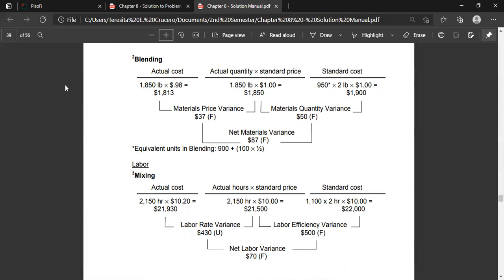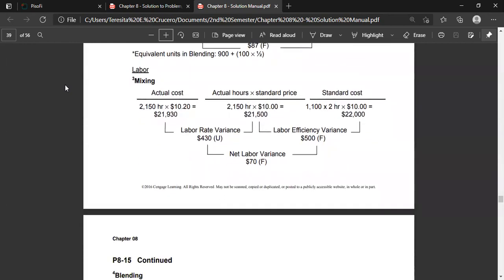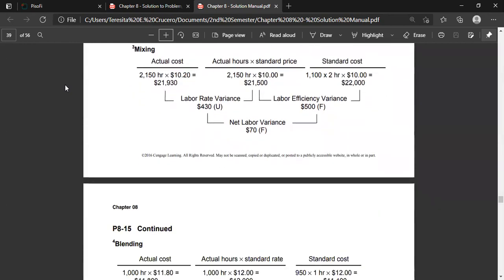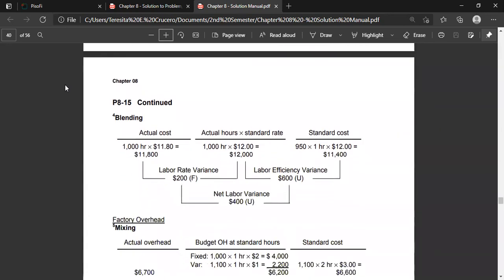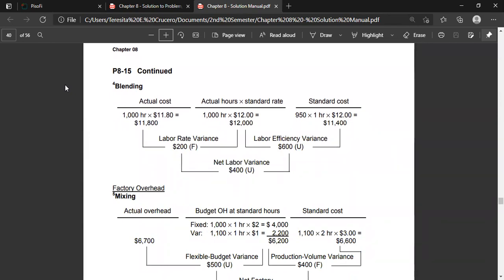Now for labor in the mixing, again, we have the labor rate variance and the labor efficiency variance for the net amount of 430 unfavorable and 500 favorable. So there's a favorable net labor variance of 70. Then for the blending, again we have the labor rate variance and the labor efficiency.